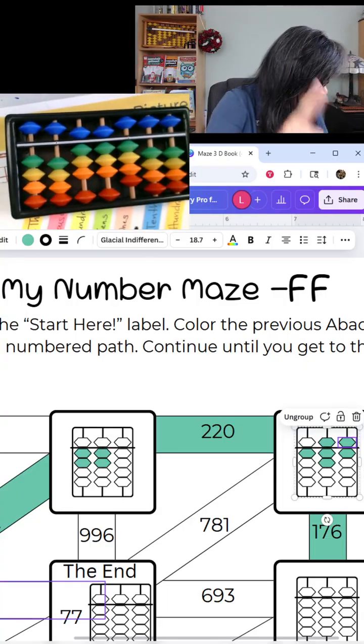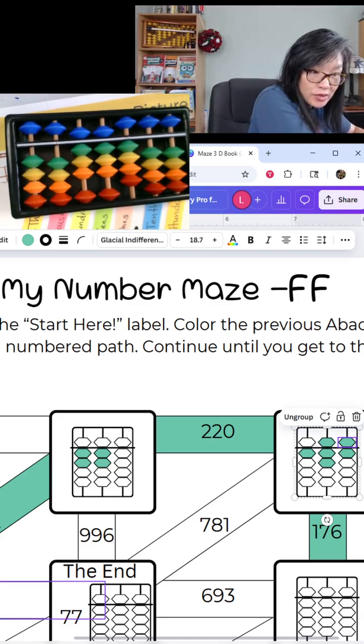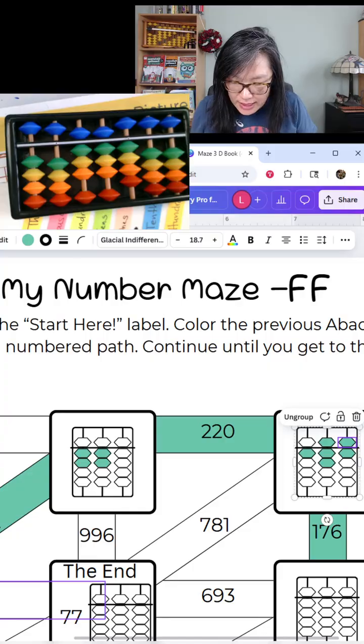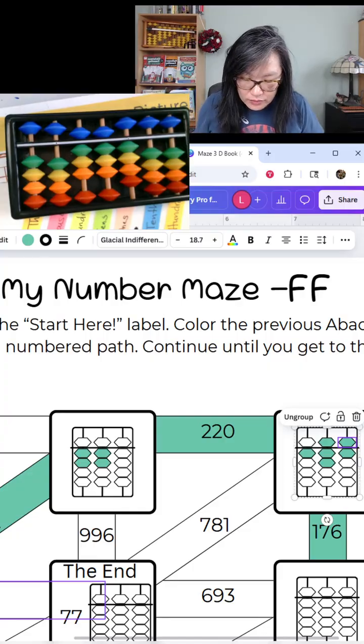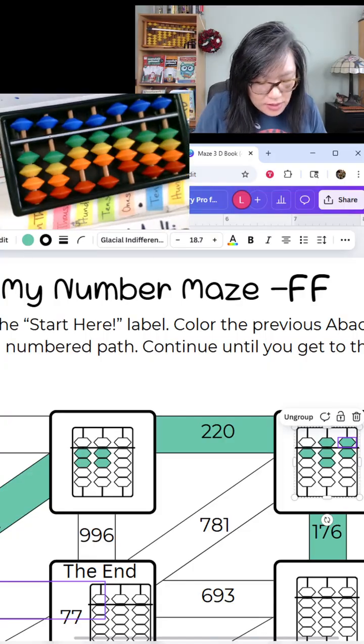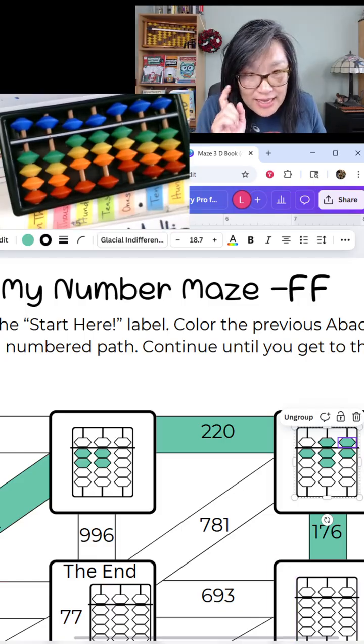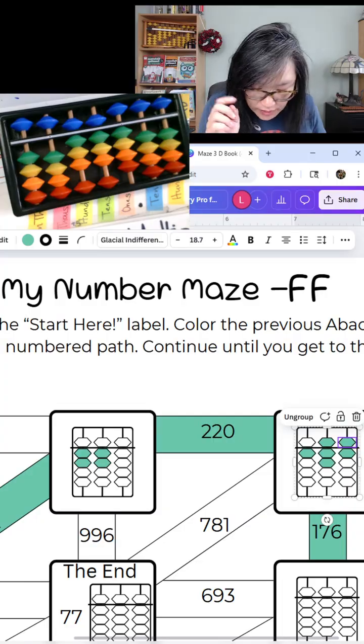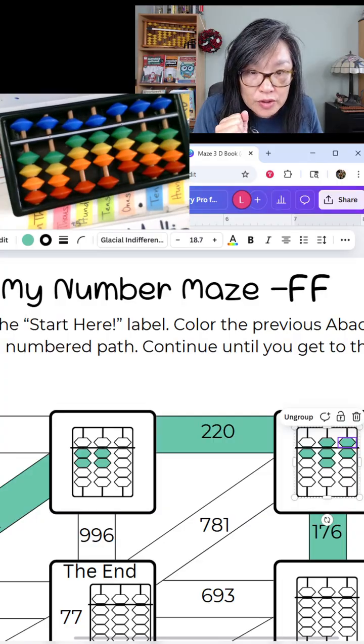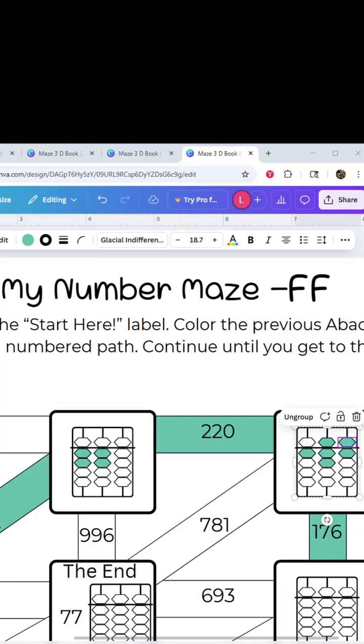But again, this is the caveat. If I do multiplication, you're going to have to know that there's going to be some adding and subtracting. Multiplication is just fast adding. But what we're not going to do is fast adding. What we're going to do is multiplication. So here we go.